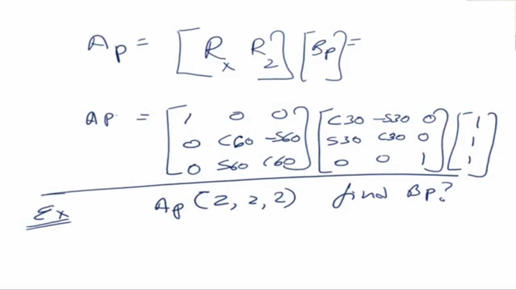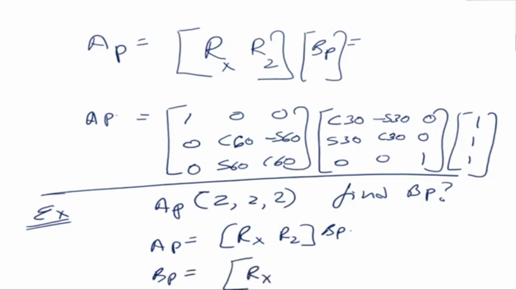So AP is equal to RX rotation and RZ rotation into BP. And if I take BP, it is equal to the inverse of this: RX rotation and RZ rotation inverse into AP. This is equal to (RX RZ) transpose times AP, because it's a proper orthonormal matrix again. So you can go from one side to the other very easily simply by taking the transpose.